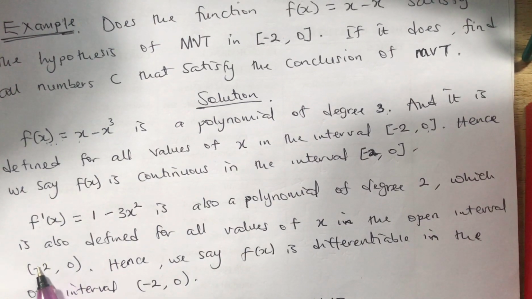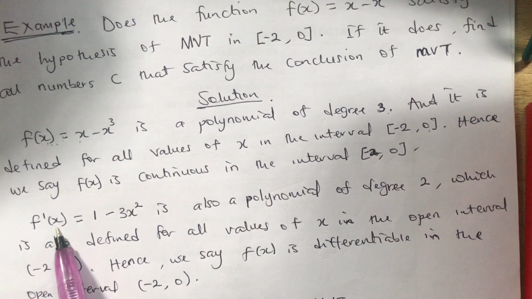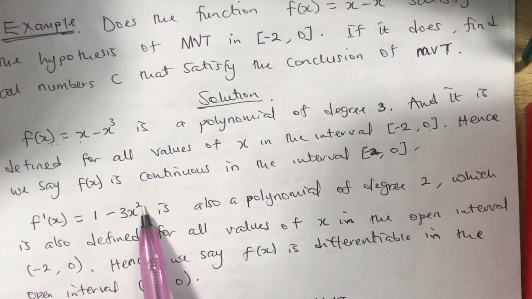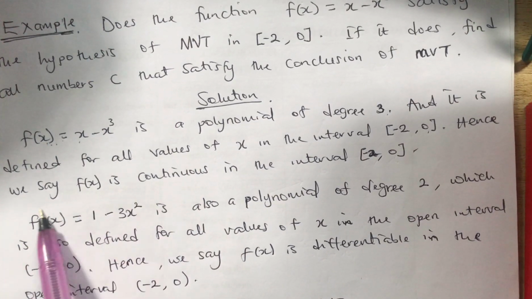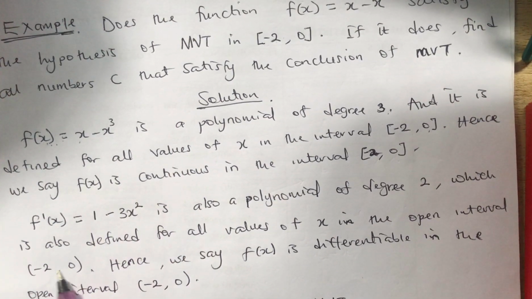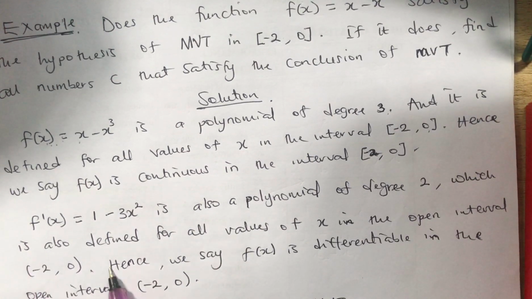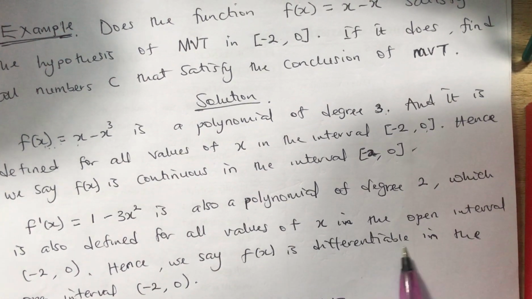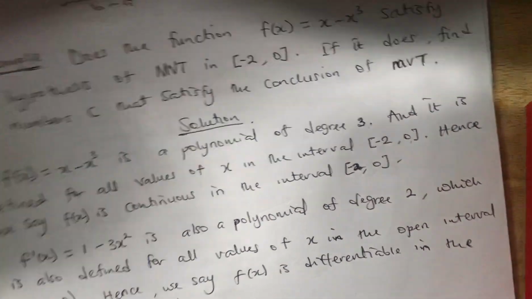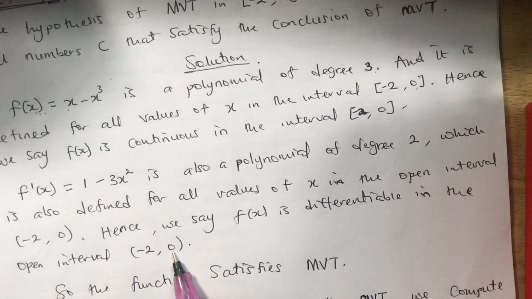Because for every value of x in this open interval from minus 2 to 0 that you put in this f prime of x, there will be no point at which f prime of x will not be defined. It will always be defined for every value in this interval. So hence we say that f of x is differentiable in the open interval minus 2, 0.